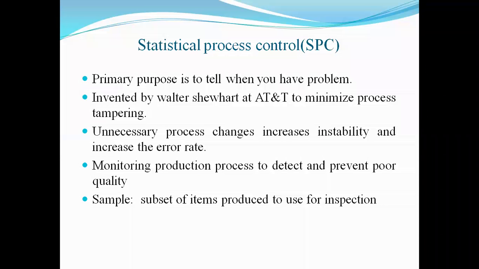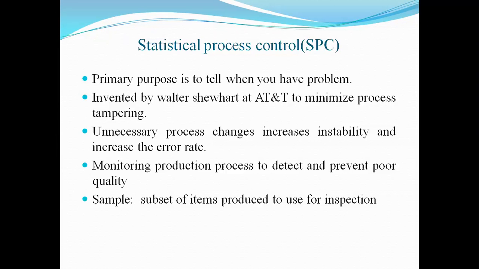Statistical process control introduction. The primary purpose is to tell when you have a problem. So when the problem occurs, you have to go for statistical process control. It was invented by Walter Shewhart at AT&T, and the purpose is to minimize process tampering. Whenever there is process tampering, we have the option to go for statistical process control and check whether the process is in control or out of control.